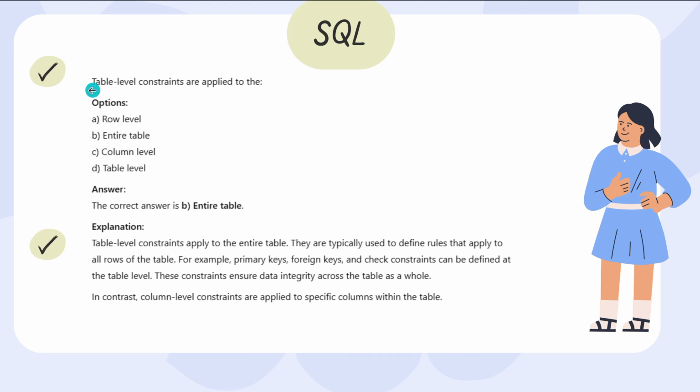This is from SQL. Table level constraints are applied to dash for the entire table. Okay, table level constraints are applied to the entire table. They are typically used to define rules that apply to all rows of the table. For example, primary keys, foreign keys, and check constraints can be defined at the table level. These constraints ensure data integrity across the table as a whole. In contrast, column level constraints are applied to specific columns within the table. This is from SQL.